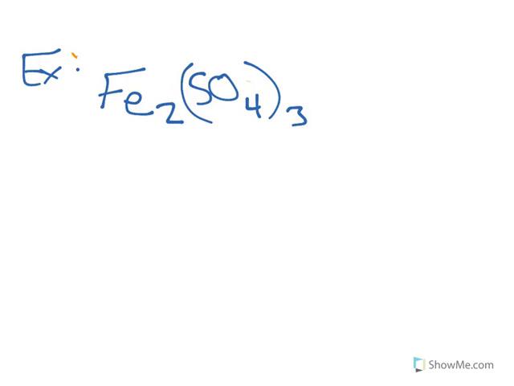We have Fe2(SO4)3. Okay. So we're going to name it just like we did before. That's iron. And then we name the polyatomic SO4. If I look at my polyatomic ions chart, SO4 is called sulfate.